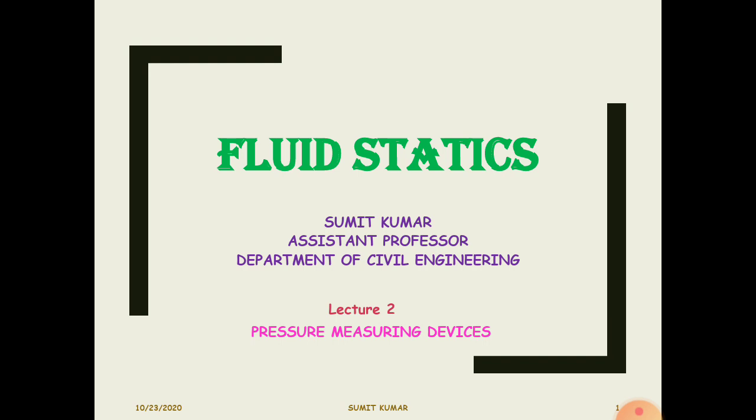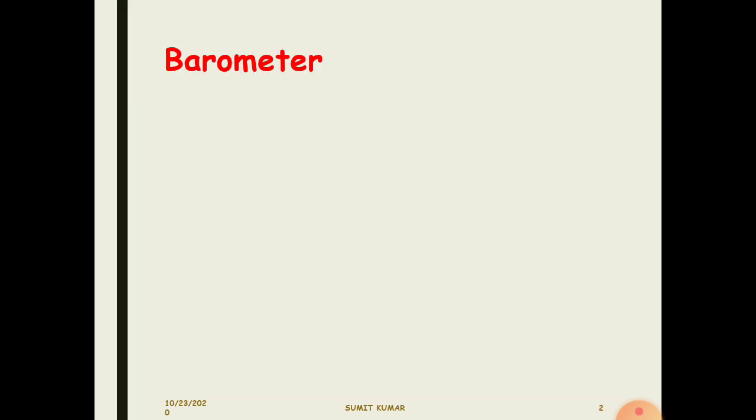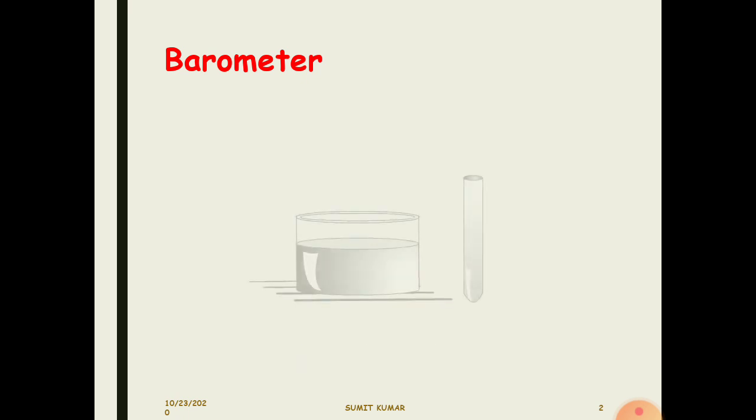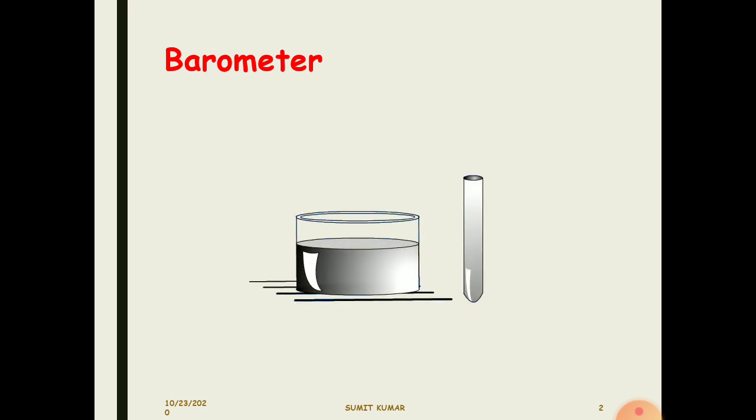In today's lecture, we will discuss different types of instruments for measuring fluid pressure. A device called a barometer is used to measure the atmospheric pressure. A barometer is a glass tube open at one end and filled with mercury.